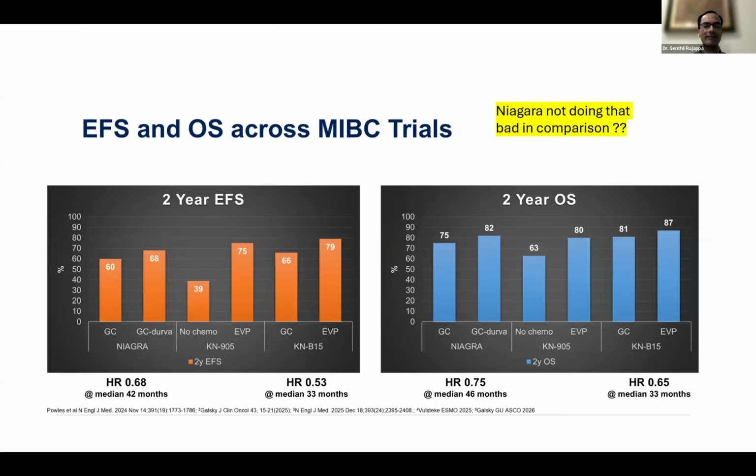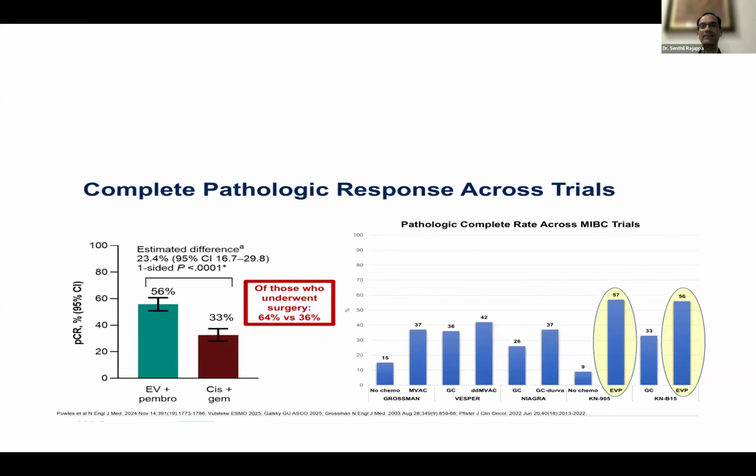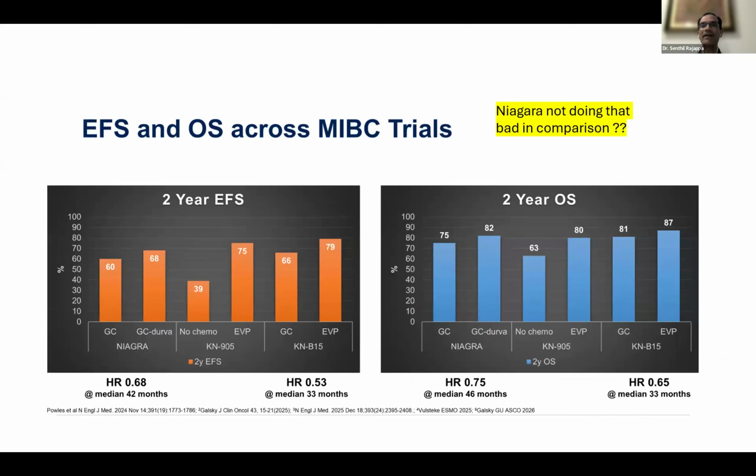But I think you'll also have to see what the comparator arm is doing, Amol. So you see that the comparator arm is also doing much better in the Keynote B15, right? The gemcitabine cisplatin is also doing well. So I think when you compare trials, it's always good to look at the hazard ratios. If you look at the hazard ratios, certainly EVP seems to be giving you a better hazard ratio compared to gemcitabine cisplatin when you cross compare it with the Niagara study. So I don't think we would use that number to say that Niagara is not doing badly.